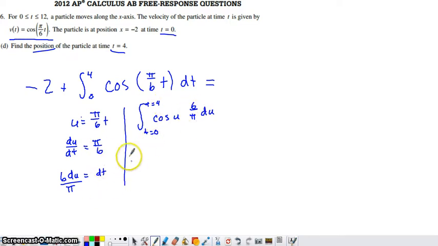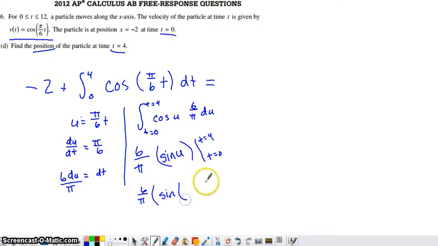This constant, 6 over pi, I can take out in front of the integral. The antiderivative of cosine of u is going to be positive sine of u. I would need to evaluate this from t equals 0 up to t equals 4 and take a difference. I do need to back substitute before I start putting anything in place of my variable here. So my function I'm needing to evaluate, or my antiderivative I'm needing to evaluate, is going to be sine of pi by 6 times t.